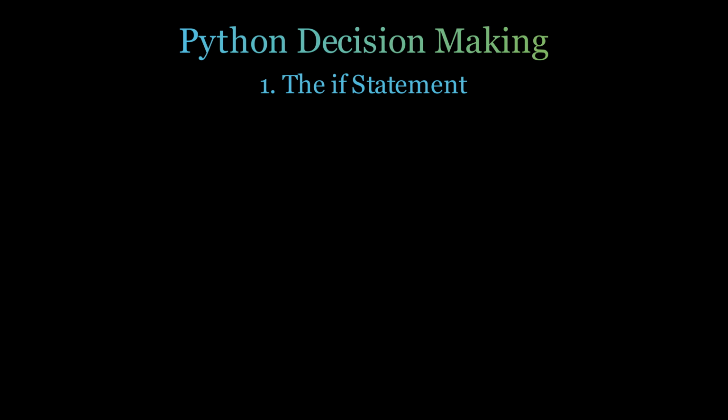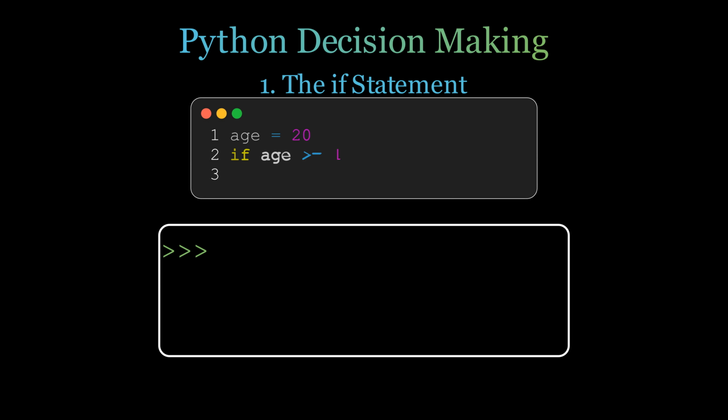Let's start with the basic if statement. It allows your program to execute code only when a condition is true. Here we check if age is 18 or more. If true, it prints a message. If the condition is false, like when age is 16, nothing happens.